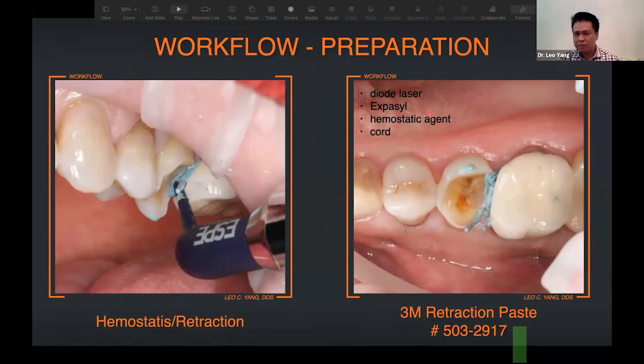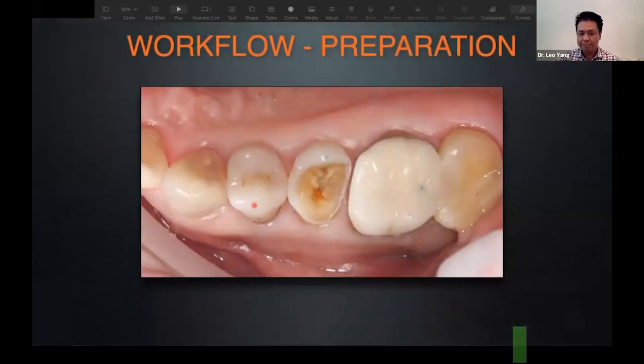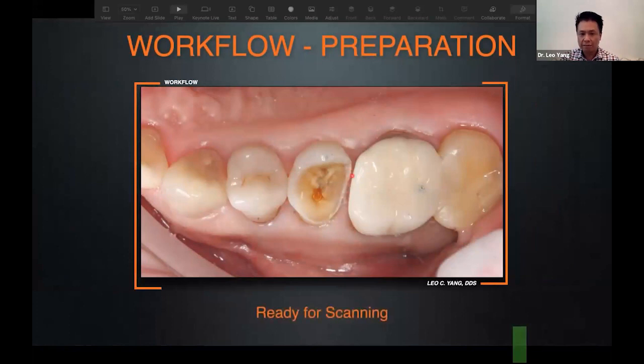I don't like hemostatic agent nowadays just because sometimes they make a mess. And I don't use lasers as much because sometimes they can cause bleeding also. So I do like to use a hemostatic agent such as a retraction paste. That's my go-to material. And after everything's clean, then it's ready for scanning. Notice that the tissue here is all clean. And think about that, you can easily bond onto this without any issues.